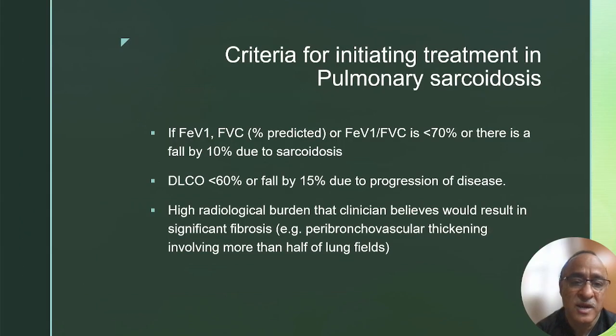So what are the criteria for treatment in pulmonary sarcoidosis? If the patient has pulmonary function abnormalities, FEV1, FVC or FEV1/FVC ratio of less than 70%, or there's a fall by 10% due to sarcoid. If the patient has a DLCO less than 60% or a fall of 15% due to progression of disease, and a high radiological burden that the clinician believes would result in significant fibrosis. For example, there is a peribronchovascular thickening involving more than half of the lung field.